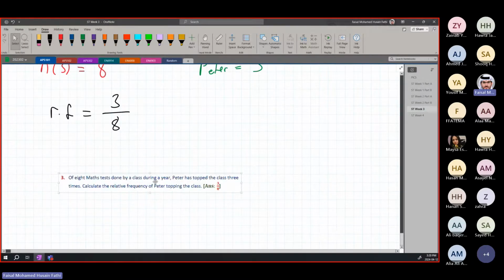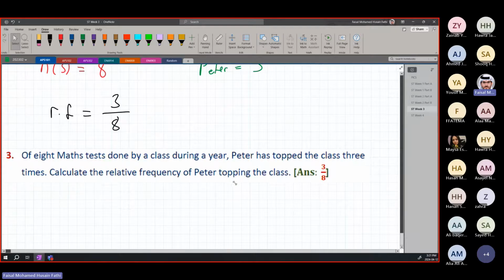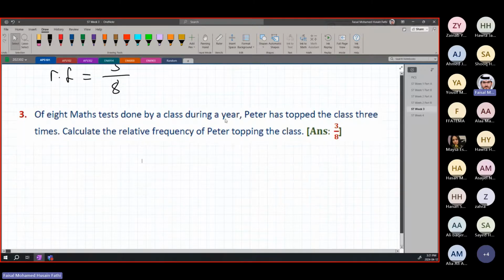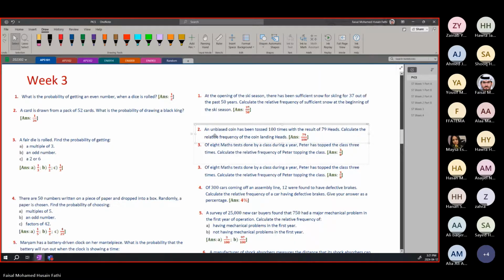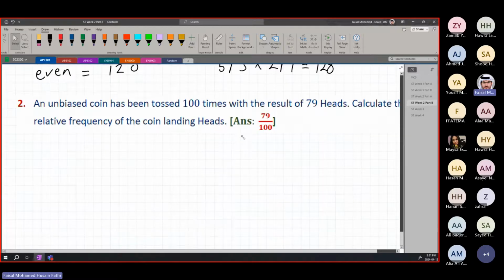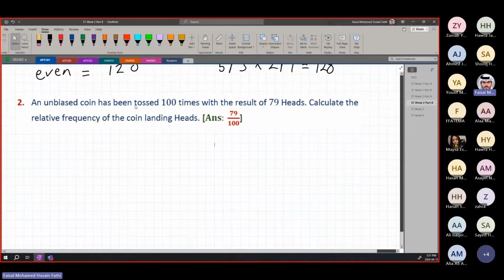Okay, this question, it's exactly the same concept. Calculate the relative frequency of 8. Oops, this is not, I already did that. An unbiased coin has been tossed. When they say unbiased or fair or whatever, it means the coin is a perfectly good coin. There isn't any messing around with the coin or it's an improper coin. It's a normal coin.